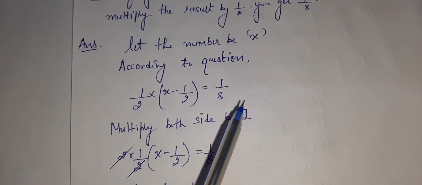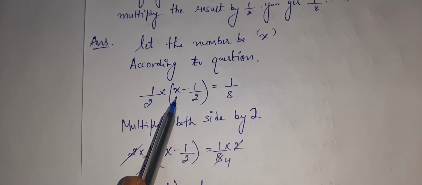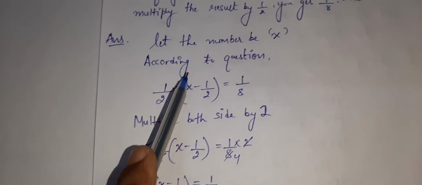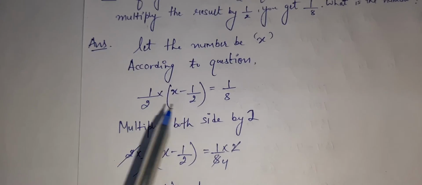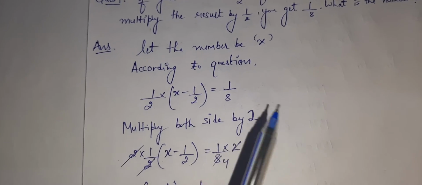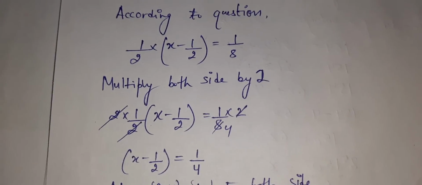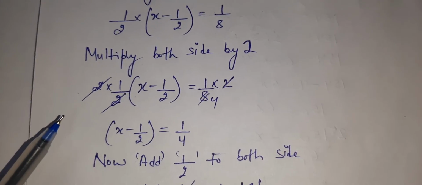Just see the depth of the question. We are subtracting 1 by 2 from a number. We are multiplying the whole by 1 by 2. It is written in the question. We will get 1 by 8 after solving this. Got it? There are two methods which I've taught you. I'm using the first method right now.